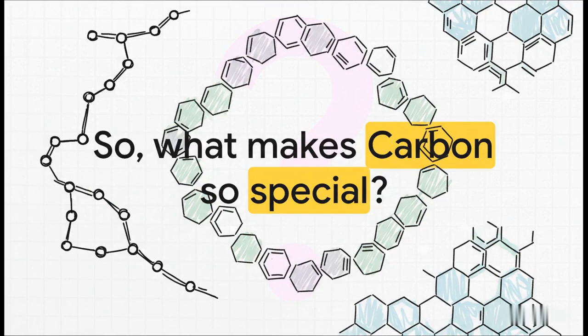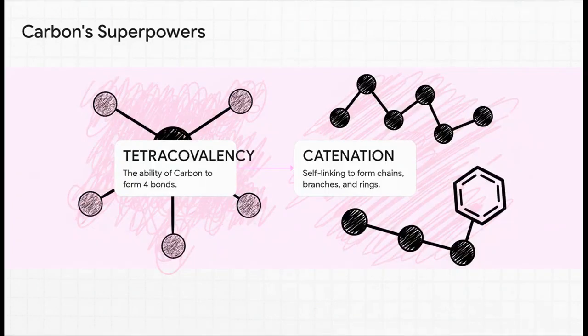But that begs the question, right? Why carbon? I mean, what is it about this one element that gives it this amazing ability to create this incredible variety of molecules? Okay, it really boils down to two key superpowers. The first one is called tetracovalency. It's a bit of a mouthful, I know, but all it means is that carbon can form 4 bonds. It has like 4 hands to connect with other atoms. And the second superpower? Catenation. This is its amazing talent for linking up with itself, with other carbon atoms, to form these long chains, branches, even rings. It's like a molecular Lego set. And these two properties, that's what makes carbon the ultimate building block.